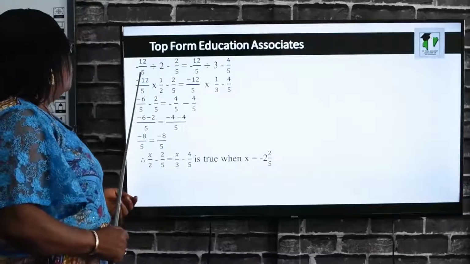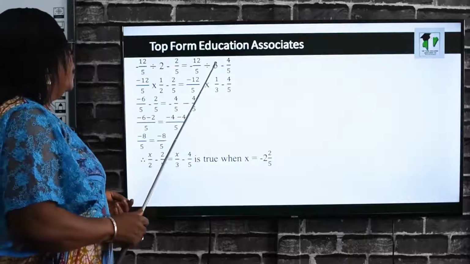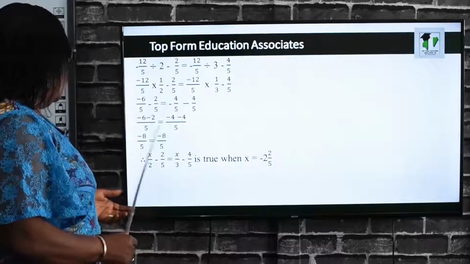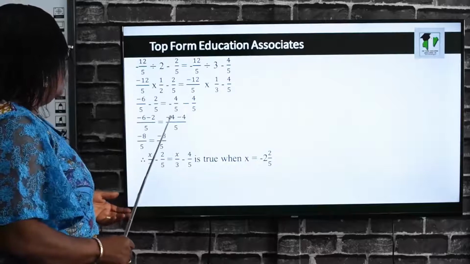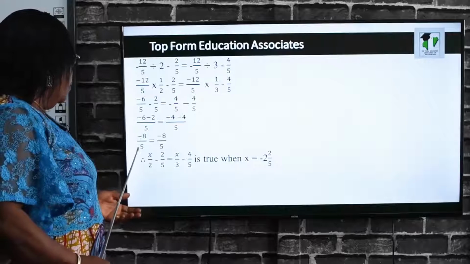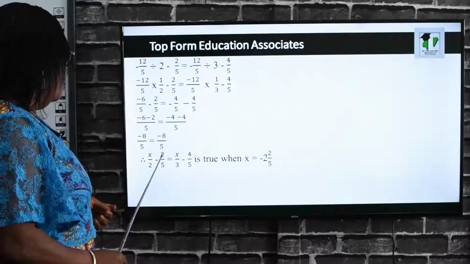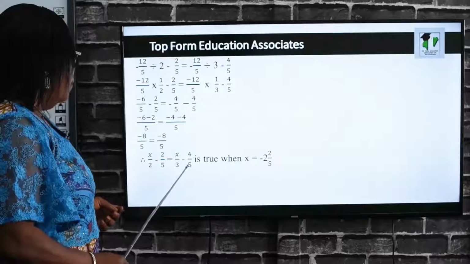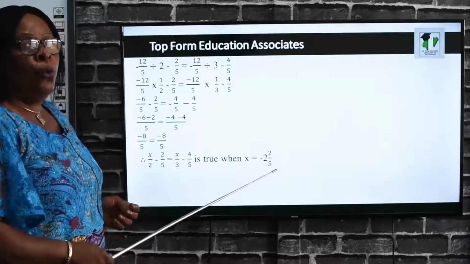And we have that x is equal to minus 12 over 5. So minus 12 over 5 divided by 2 minus 2 over 5 equals minus 12 over 5 divided by 3 minus 4 over 5. When you substitute and work it out, you will have that minus 6 minus 2 over 5 is equal to minus 4 minus 4 over 5, giving us minus 8 over 5 equals minus 8 over 5. Therefore, x over 2 minus 2 over 5 is equal to x over 3 minus 4 over 5 is a true statement when x is equal to minus 12 over 5.